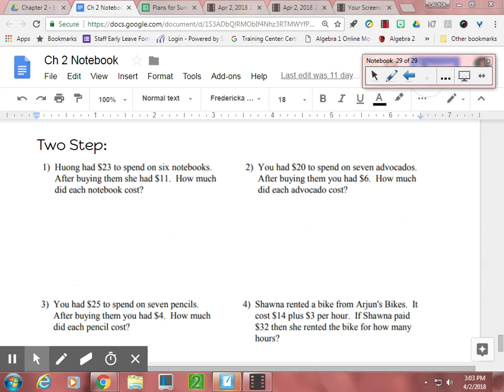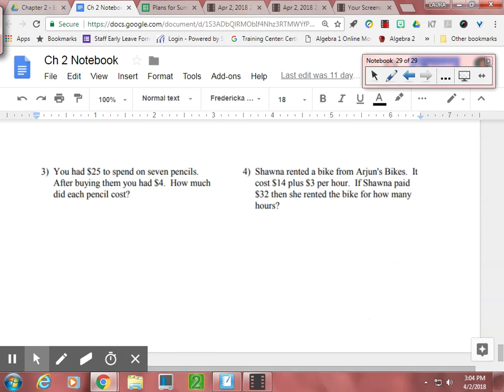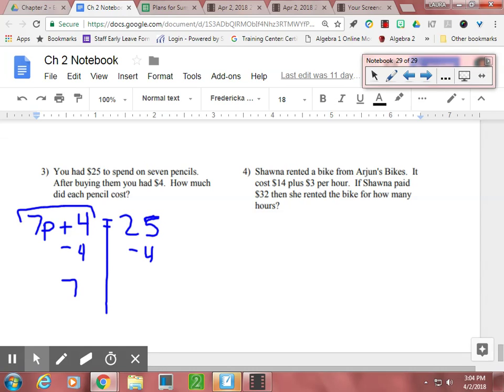Okay, number 3. You had $25 to spend on 7 pencils. After buying them, you still had $4. So you bought your 7 pencils, and you had $4 left. So all of this combined was the $25 that you had originally. So what I want to do here is solve for p. So subtract 4, and I get that 7p equals 21. Divide by 7, and I get that p equals 3. So each pencil was $3.